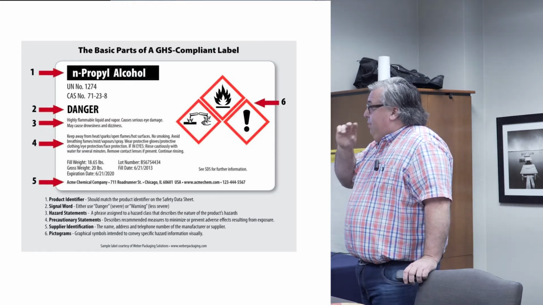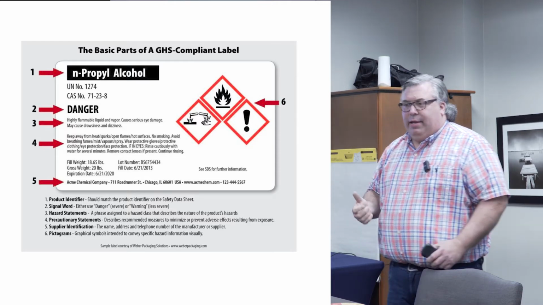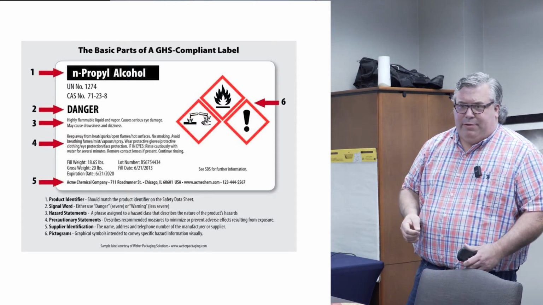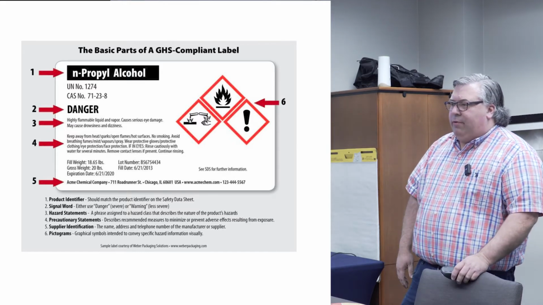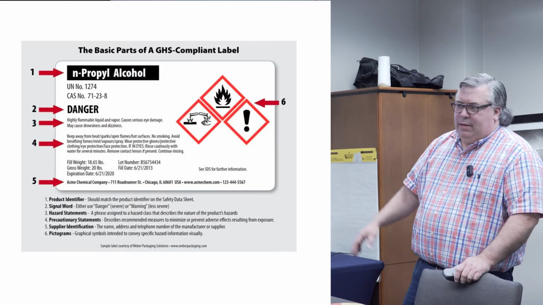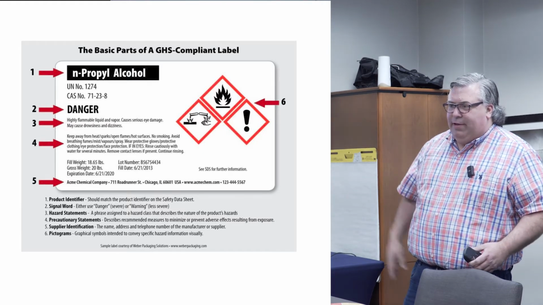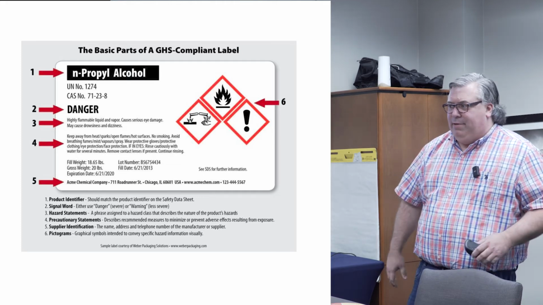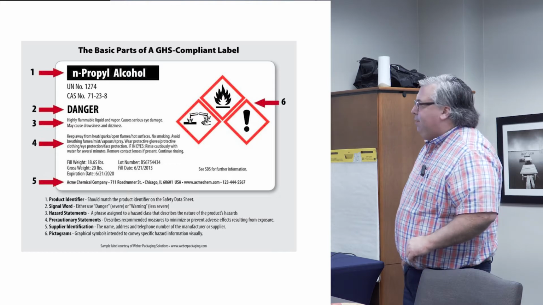Underneath the name though, you see that there's a UN number and more importantly a CAS number. The CAS number is a chemical abstract number that is specific to the chemical. So if you get exposed to this and you need to talk to a doctor, it's always good to have that CAS number because that gets them to the chemical right away. And you can match that to an SDS.